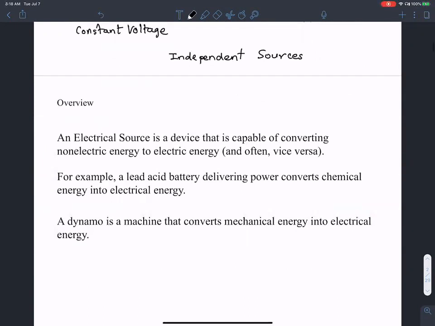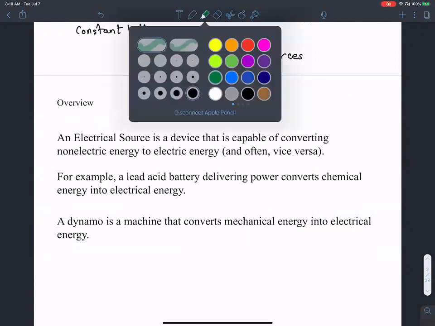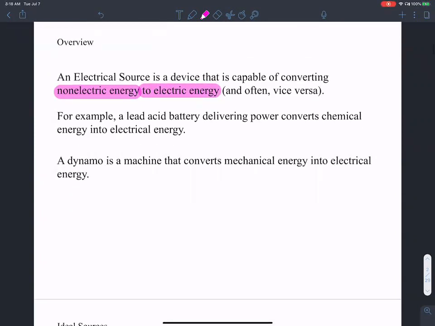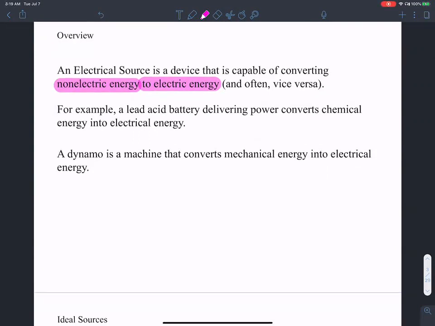So first of all, what is a source? Okay. A source is a device that is capable of converting a non-electrical energy into electrical energy. Okay, that's the idea of a source. Sometimes the other way around is also possible. For example, a lead battery converts chemical energy into electrical energy. As you know, it's a fundamental law of physics that energy cannot be created or destroyed, so it can only be converted from one form to another form. A dynamo is a machine that converts a mechanical energy into electrical energy. So motors and generators, you'll look at this when you take your power systems courses. There are more examples, but when I say a source, it is simply converting some kind of non-electrical energy into an electrical energy, and that's what I care about, the electrical energy.